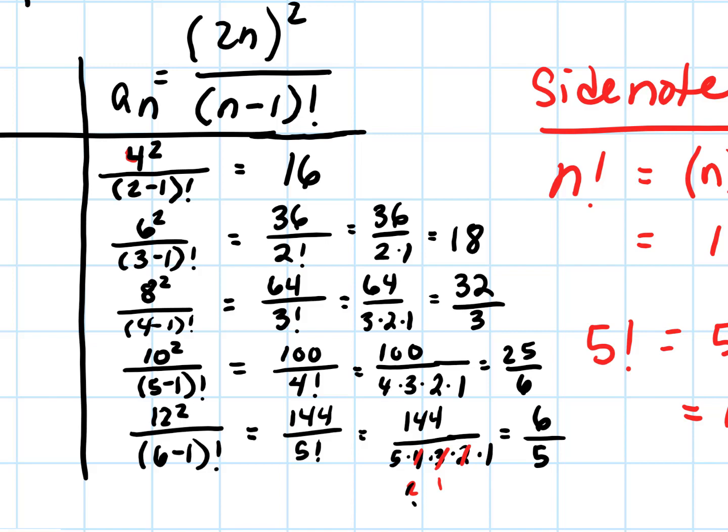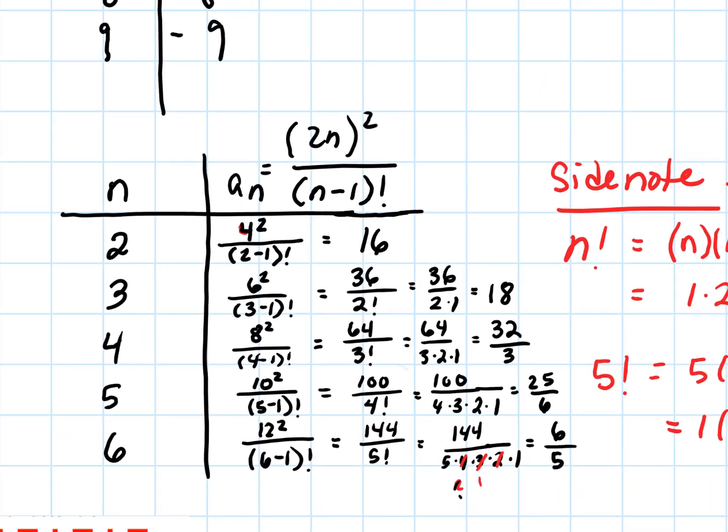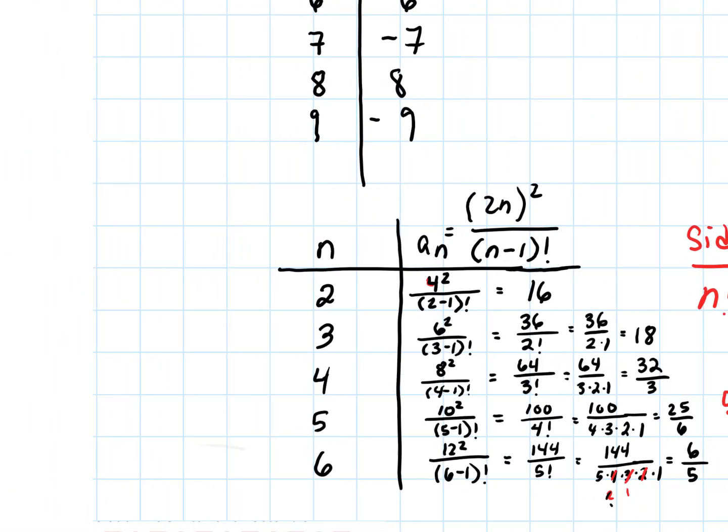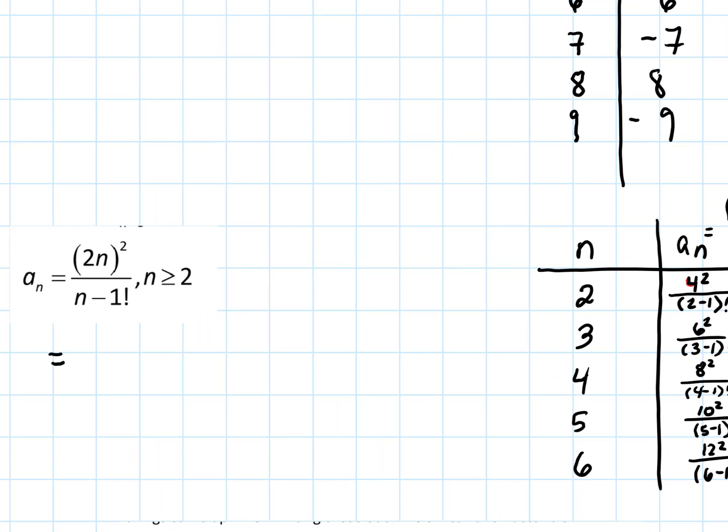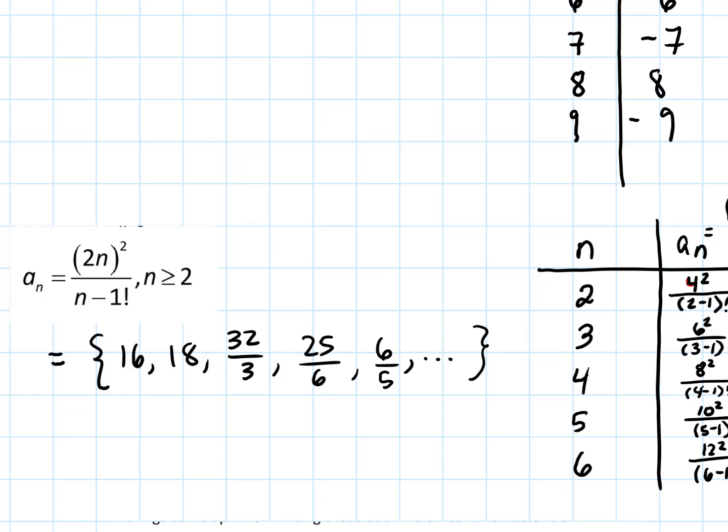And then we have our terms. So we can come back and list out the first 5 terms of our sequence here. So this particular sequence would be 16, 18, 32 over 3, 25 over 6, 6 fifths, and on we go. So that would be the first 5 terms of that particular sequence.